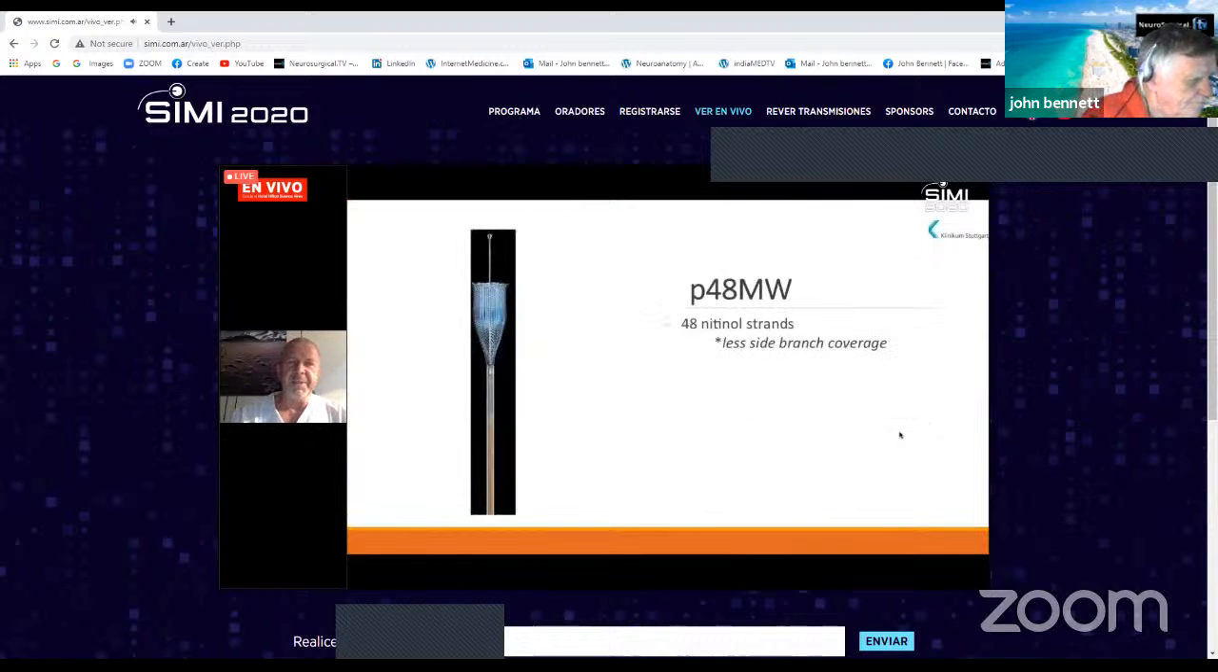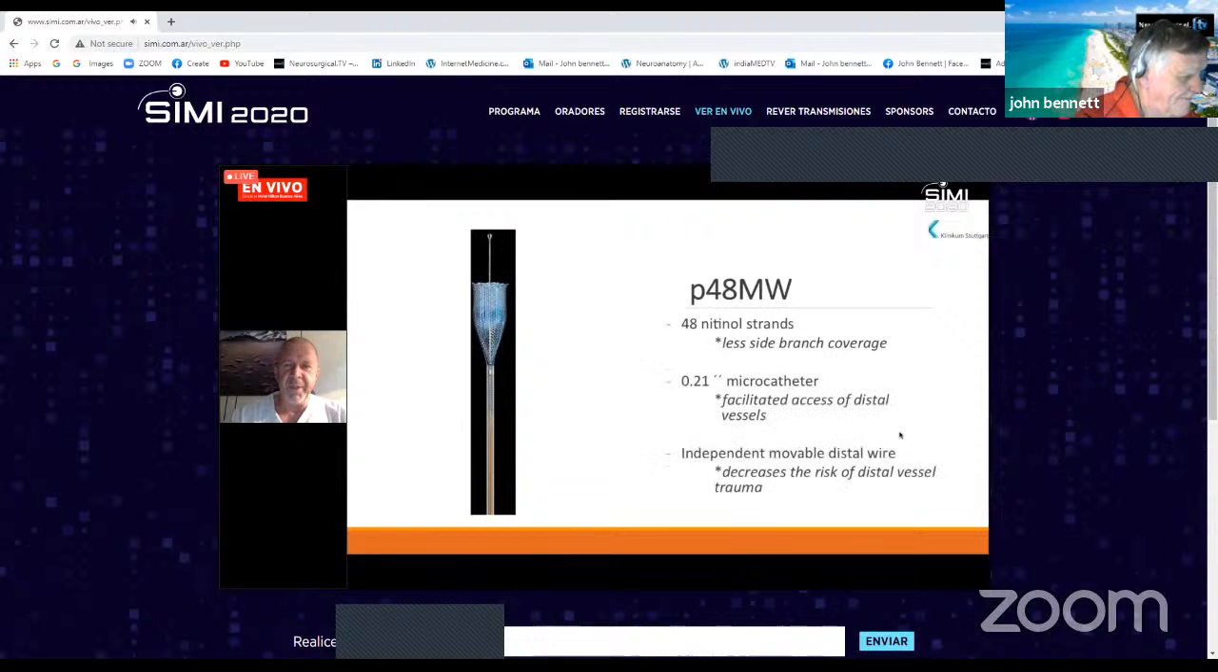And this is the device we are talking about. This is a P48MW flow diverter. It is named for its 48 nitinol strands, which is made in order to use less side branch coverage. The P48 is accepted by a 0.21 microcatheter, which facilitates distal access in contrast to 0.27 microcatheters, which are needed for the previous generation of flow diverters. This makes a big difference.